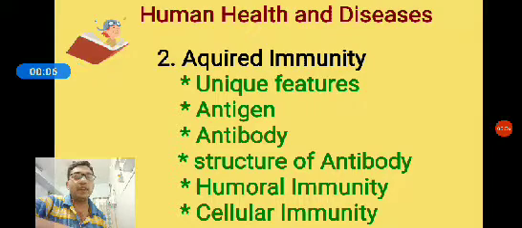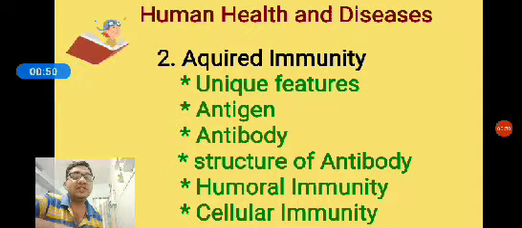We are discussing human health and diseases. In the previous class we studied concepts like health, diseases, and the immune system, immunity. When it comes to immunity, there are two types. One is innate immunity, also called inborn immunity or non-specific immunity. In the previous class, we discussed innate immunity as well as the barriers of innate immunity.